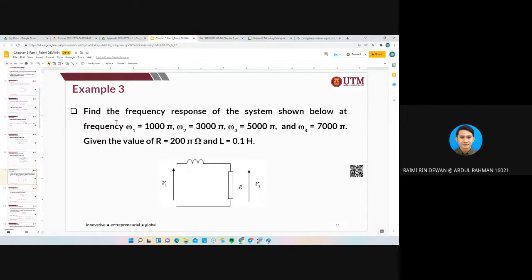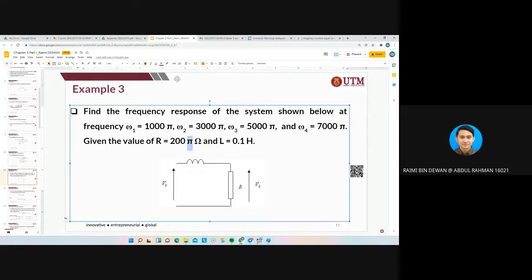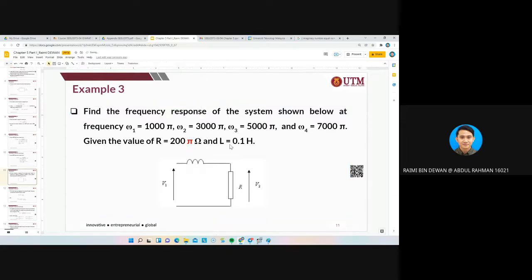Now, find the frequency response of the system shown below at the frequency given here. Given the value of R is 200 pi ohm. Okay, remember there is a pi here. And given the inductance, which is 0.1 Henry. So V2 is actually the voltage measured across the resistance.